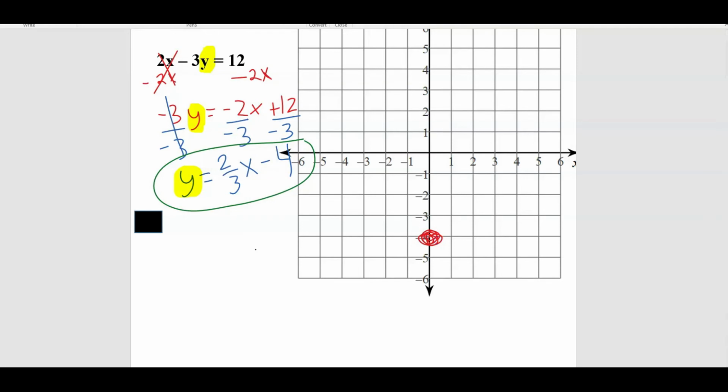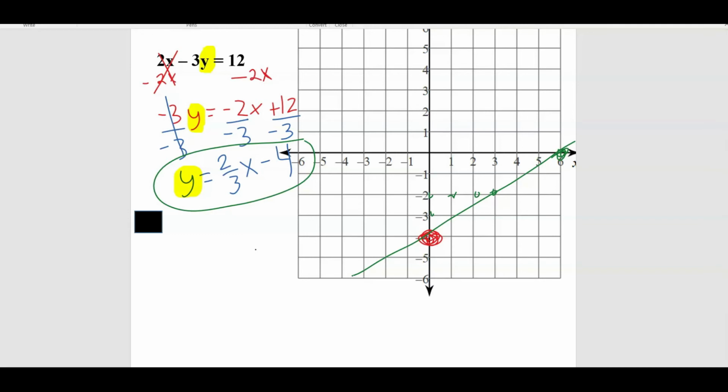And my slope was to go up to right 3. So I go up to right 3, 1, 2, 3. And that's going to be the line that I have. And I can continue doing that as long as I need to do it. But I only need 2 points to make a line. All right, so now I know what this graph looks like. I just had to put it in standard form.